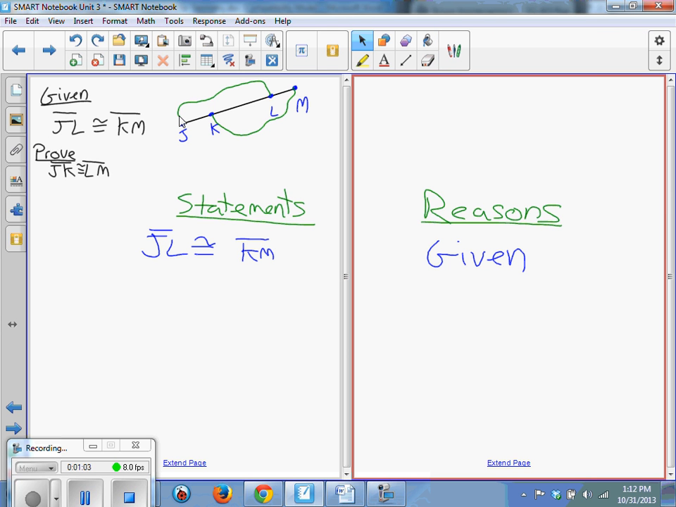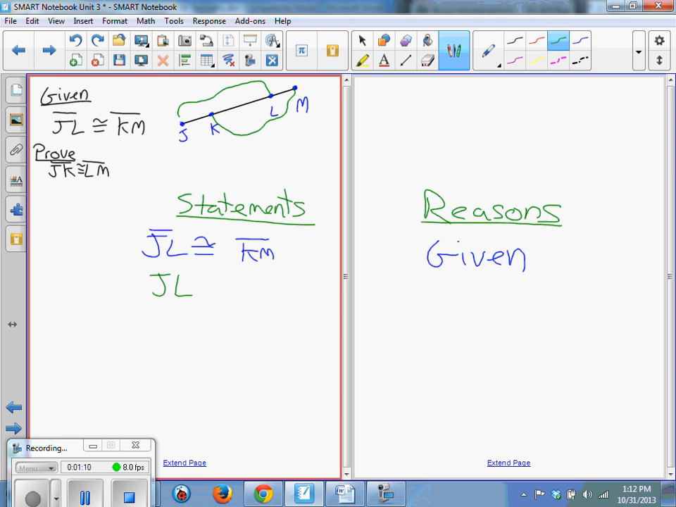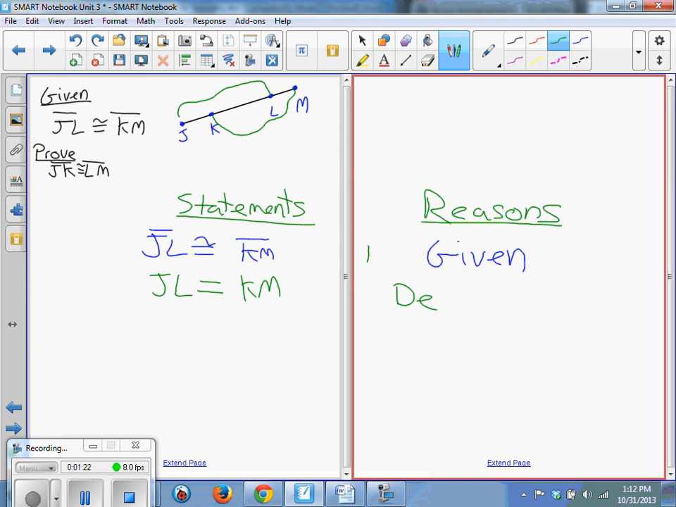From there, we can go a little bit further and say the length of line segment JL is equal to the length of line segment KM. Okay, that is definition of congruence. All right, from there, we are going to basically start building this proof. We're going to start saying things that we can say.